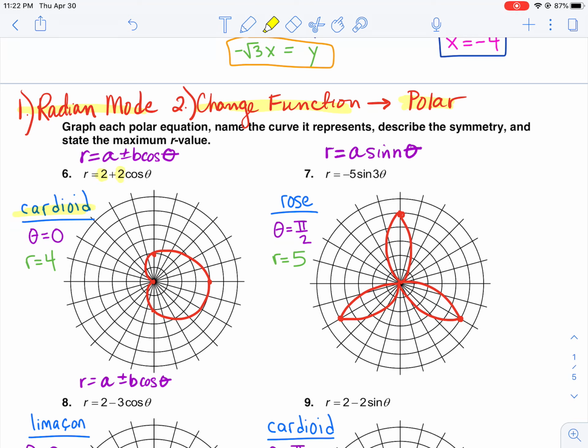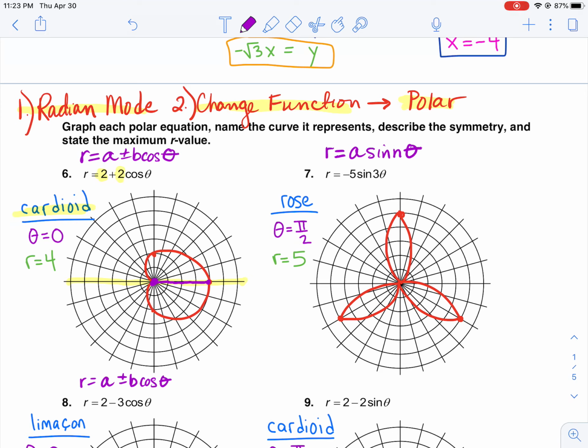Now, if I take a look at question number 6, the line of symmetry is theta equals 0. Theta equals 0 radians will cut that graph in half. And the maximum R value is 4. Here's the pole, I go out 1, 2, 3, 4, that's the maximum R value.